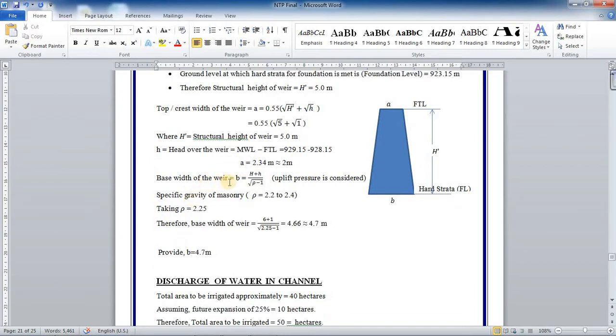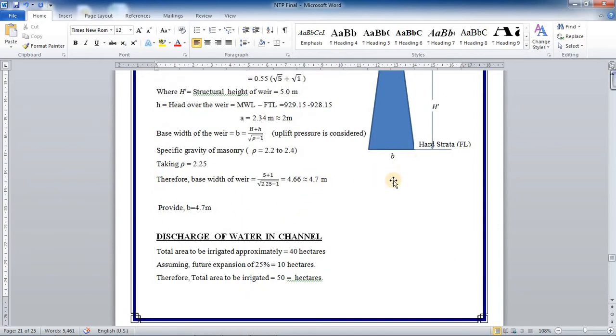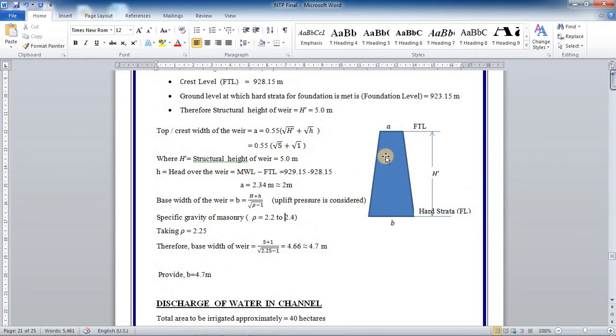Then the base width of the weir can be calculated by h plus small h divided by root of rho minus 1. Take the value of capital H as 5, which is nothing but h dash, plus small h as 1. So 6 divided by root of 2.25 minus 1 will give you 4.66, and you can take it as 4.7 meters as the base width. So that completes the design of the waste weir.